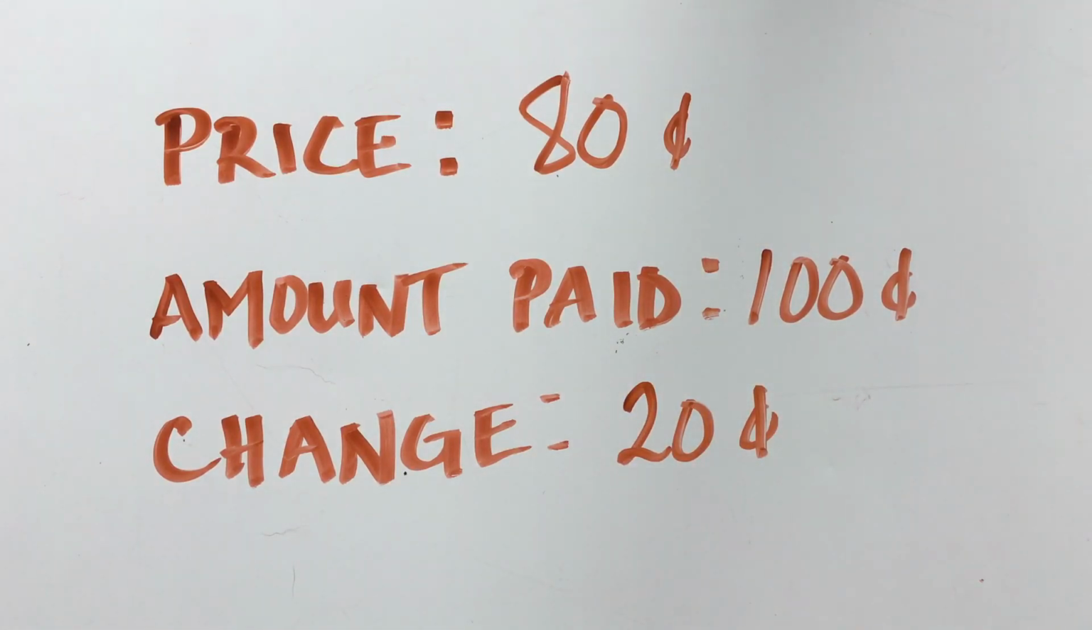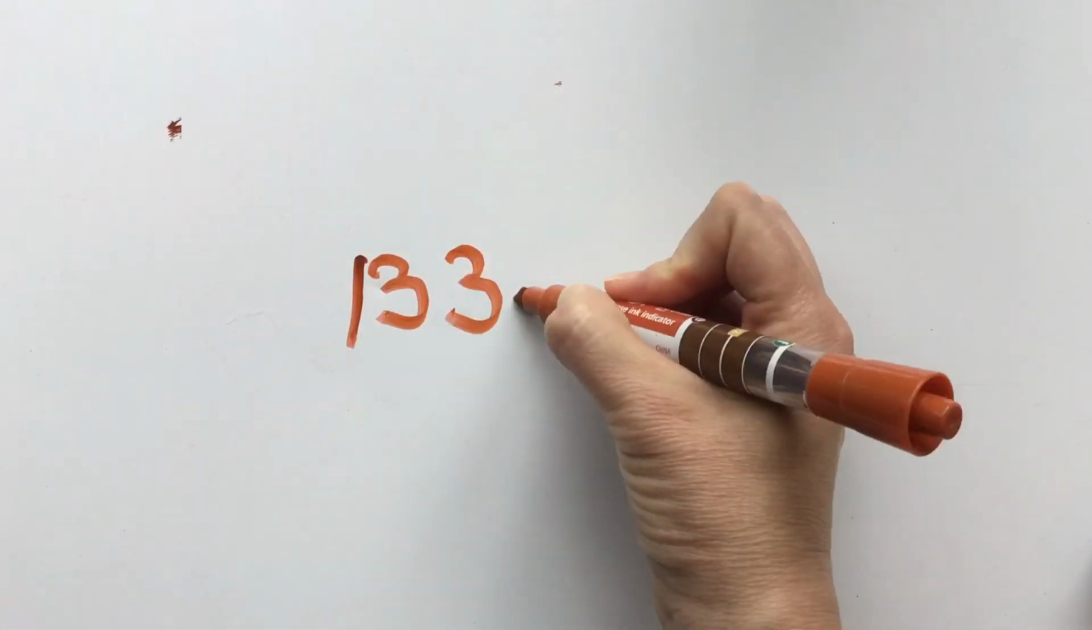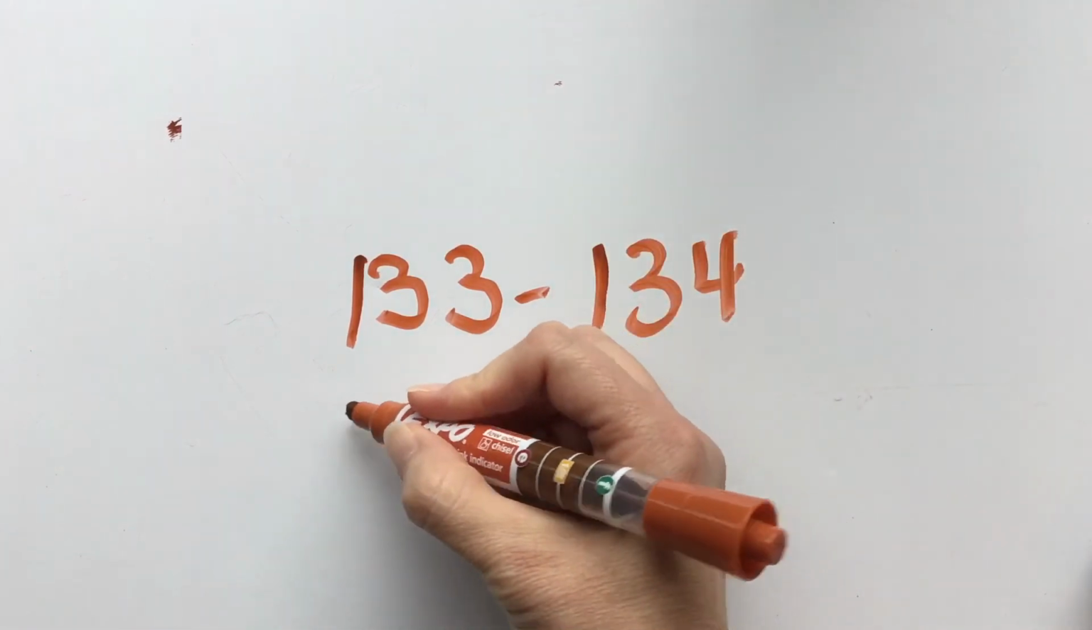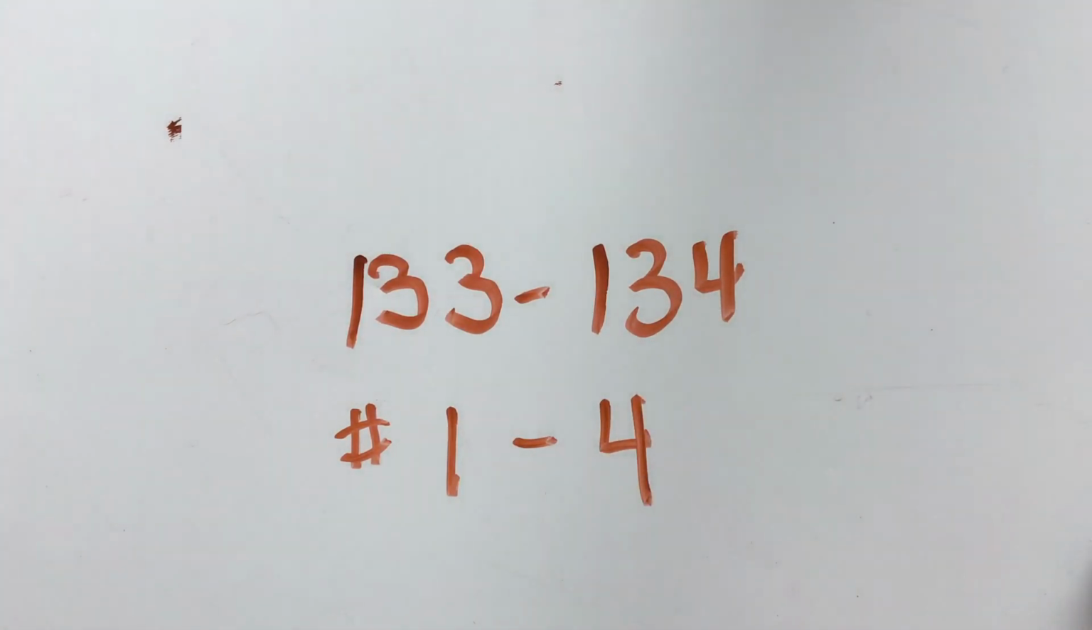Okay? So boys and girls, your job is going to be to do page 133. I'll write that down for you at the end here. So you're going to do pages 133 to 134. However, you're only doing numbers 1 to 4, okay? Because then we're going to talk about a different process the next day.